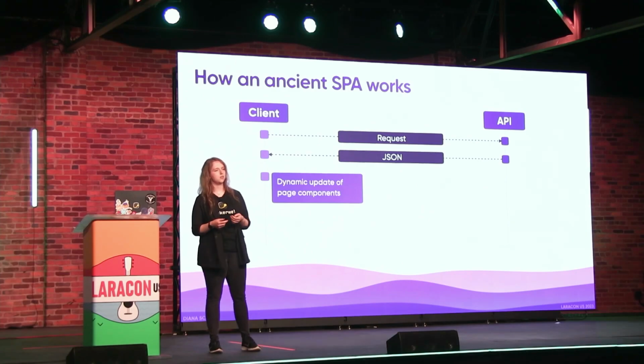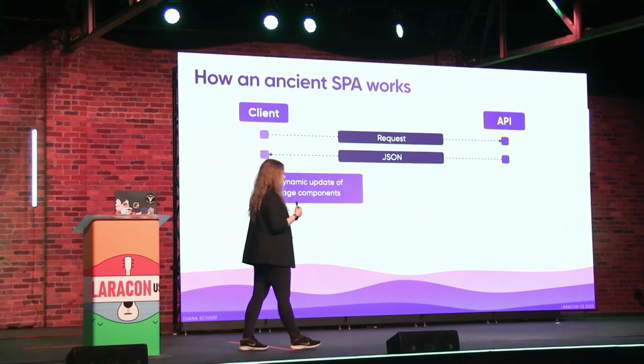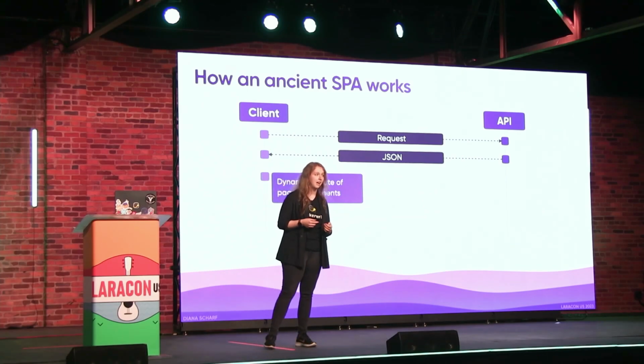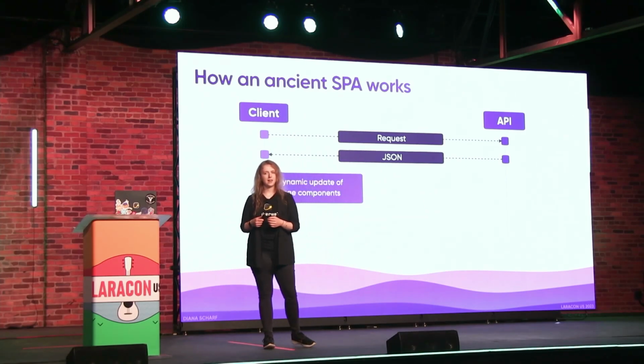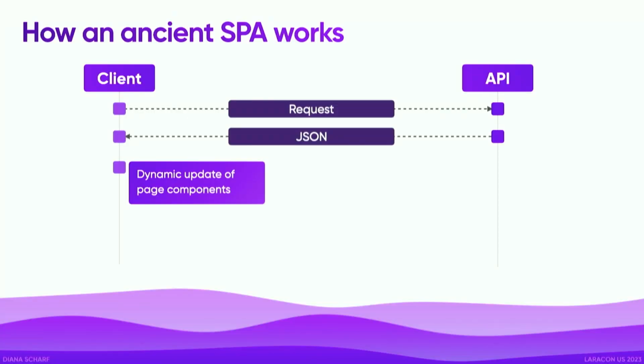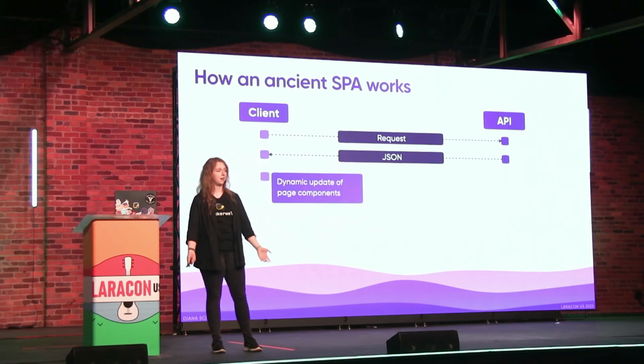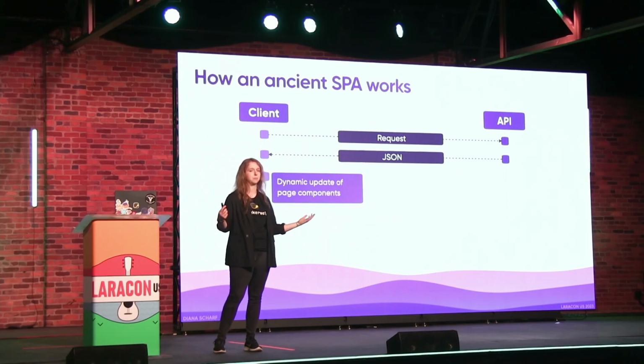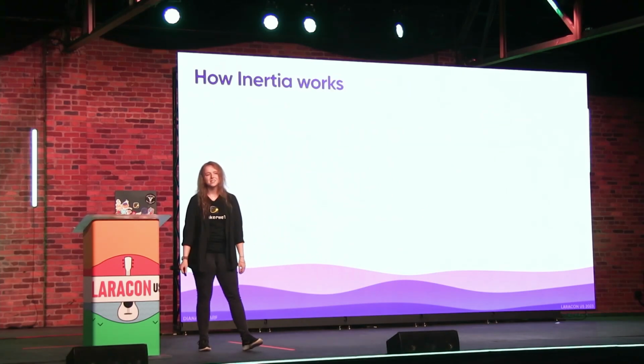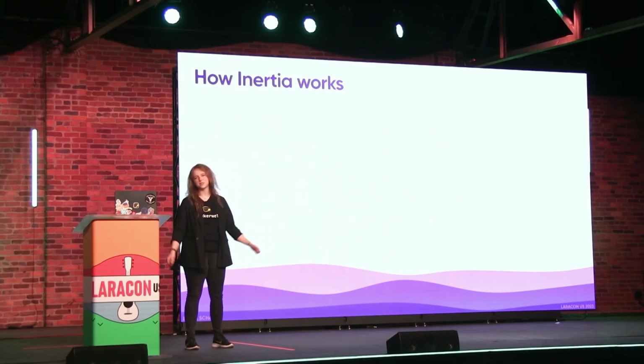You have to take care of state and session management in the front end. You have to take care of client-side routing and API routing. And since you're sending back and forth lots of data, you need to take care that this data is properly hydrated. These are not red flags that you should never do an SPA like that. It's just a lot of stuff that you need to wrap your head around in addition to the thing you're actually building. And this is where Inertia comes in, kind of saves the day.